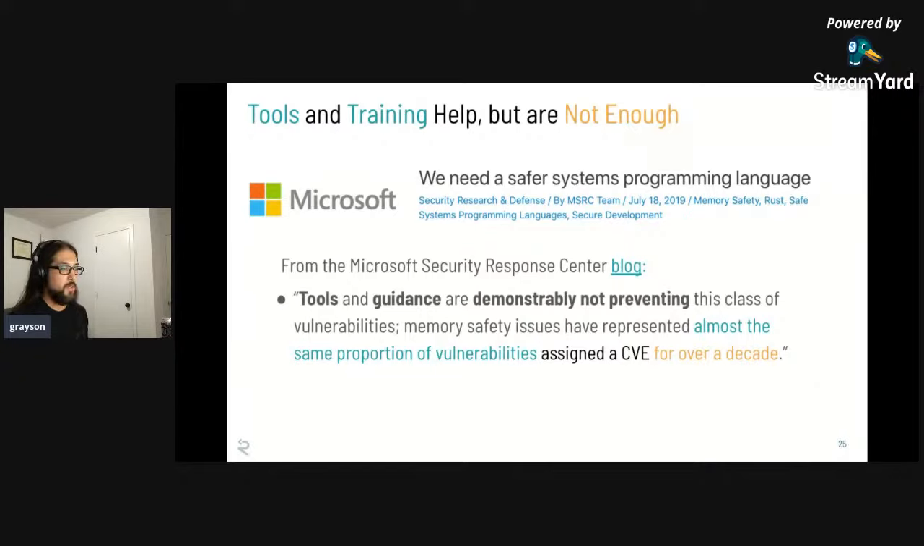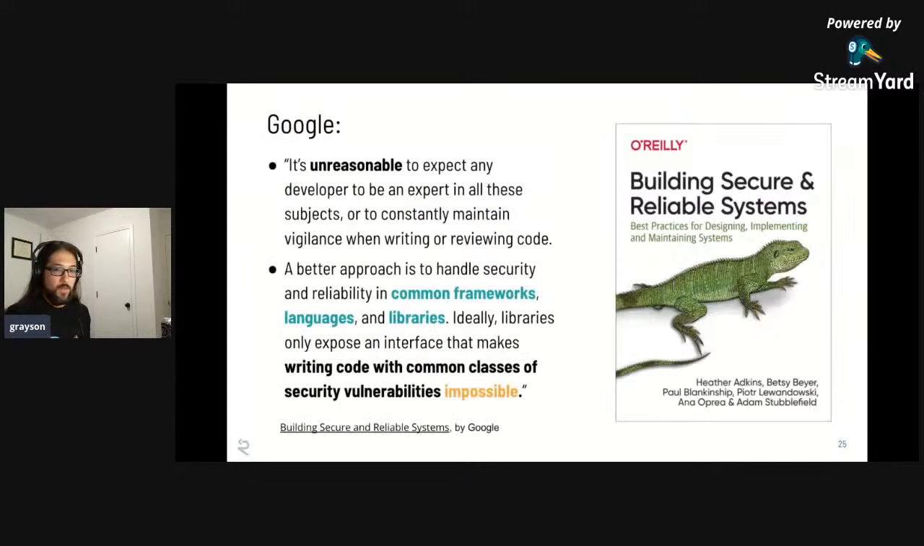Tools and guidance are demonstrably not preventing this class of vulnerabilities. Memory safety issues have represented almost the same proportion of vulnerabilities assigned a CVE for over a decade. So this is a quote from a book that Google published last year, which is really cool, really good read.